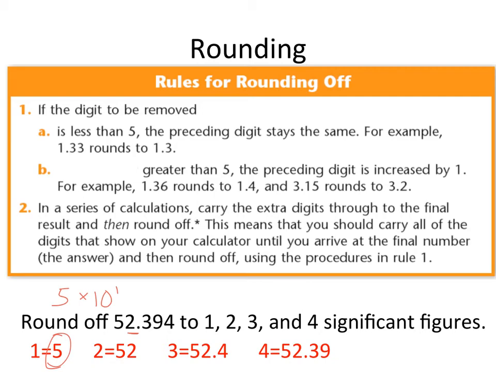If we round it to 2 significant figures, again, we'd look at 3. Is it higher or lower than 5? It's lower, so we round to 52. For 3 significant figures, we have to look at the number 9. Number 9 is greater than 5, so that means we're going to round the previous digit up. So it's going to be 52.4. And finally, for rounding to 4 significant figures, that's a 4, so we're going to round down. We're going to keep it as 52.39.